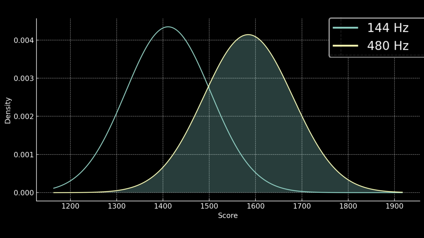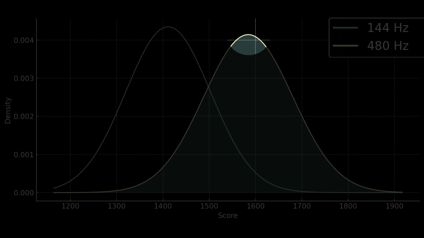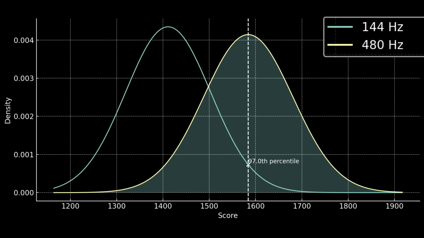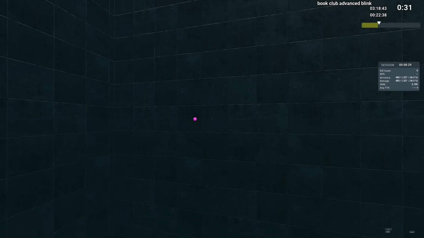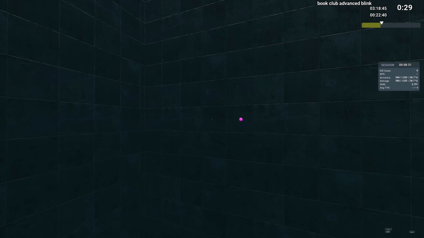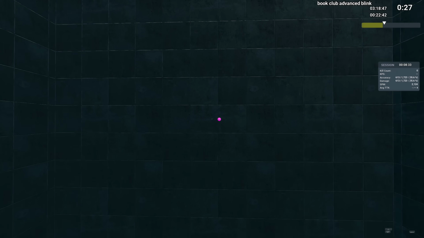What's even better is that we can compare multiple distributions against each other like this, to get an idea of how big a difference these settings actually made. For example, if you take a look at the peak of the 480Hz OLED curve, which is the average score of that setting, you can see where it lines up with the curve of the 144Hz LCD results. This is pretty far on the right, meaning it's an unlikely result. After doing the math, it works out to 97th percentile. In other words, only my top 3% scores on 144Hz were equal to the average of my 480Hz scores.